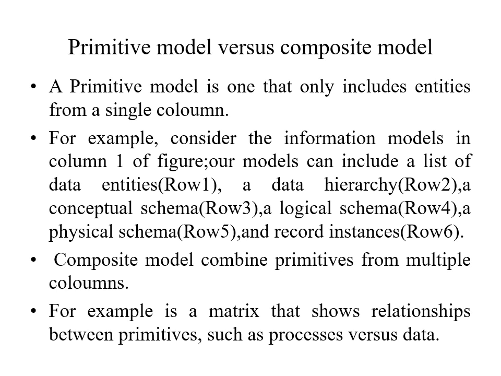So if you consider row 1 to row 6, row 1 will tell about data entities, row 2 will tell about data hierarchy, row 3 will tell about conceptual schema, row 4 logical schema. In that way, row 5 will explain about physical schema, and row 6 will explain about record instances. A composite model combines primitives from multiple columns. For example, a matrix that shows a relationship between primitives such as processes versus data.